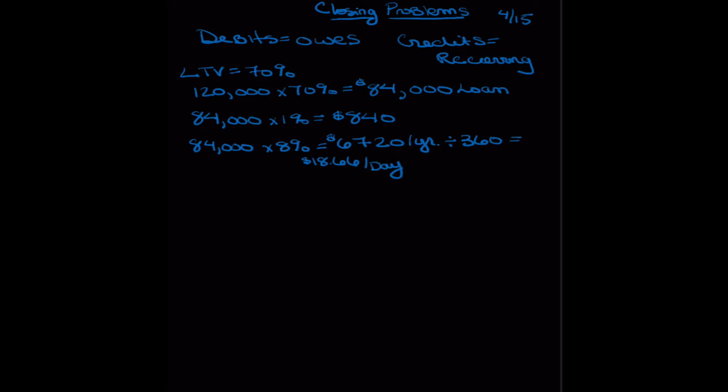Multiply that by 16 days, and that gives us a total of $298.72. This is money that the buyer owes to the bank. So we have a buyer debit for interim interest for $298.72.